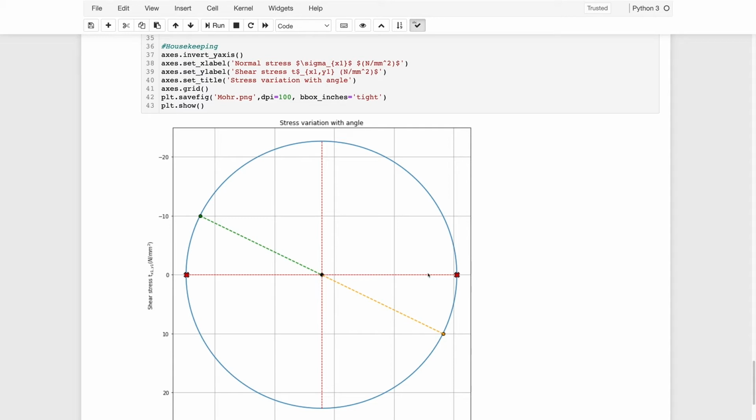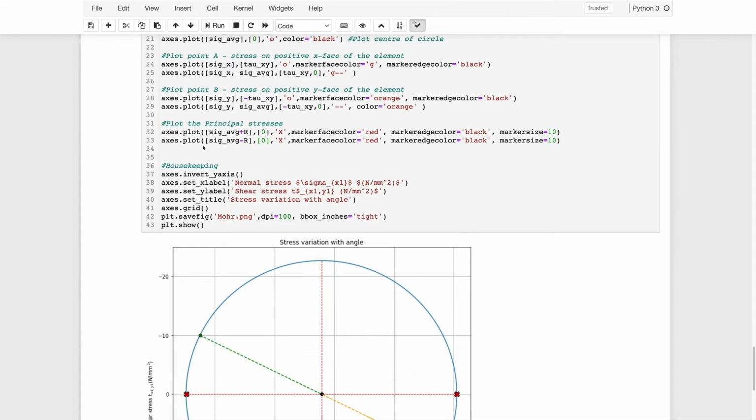Now, importantly, we're going to see it when we start sketching on top of this thing, but this angle here allows us to identify the location of the principal planes. I won't dig into that too much now, because we're going to look at that in a bit more detail in a second. Right, now let's plot the maximum positive and negative shear stress.